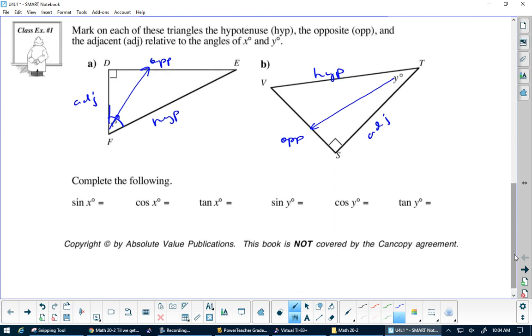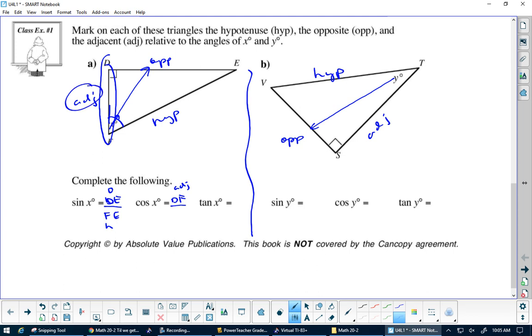Okay, so for this first chart here, it's kind of split here. Sine is opposite over hypotenuse, right? Opposite is DE, and hypotenuse is EF, or FE, whatever. Cos is adjacent over hypotenuse, so that would be DF over, because that's adjacent. We're just plug and play right here. And hypotenuse is FE again.